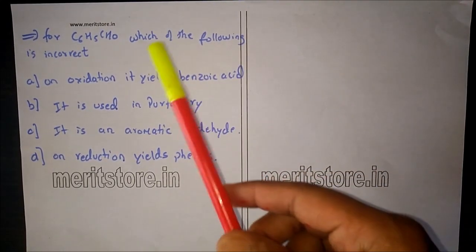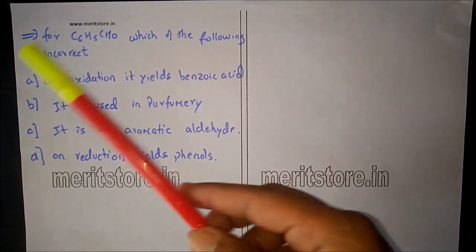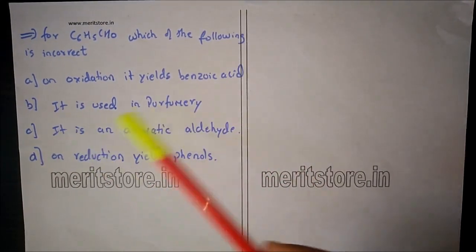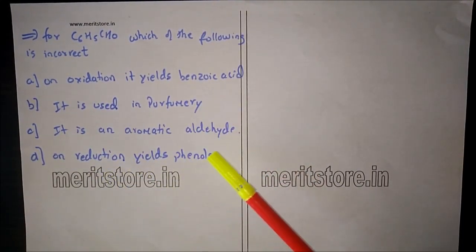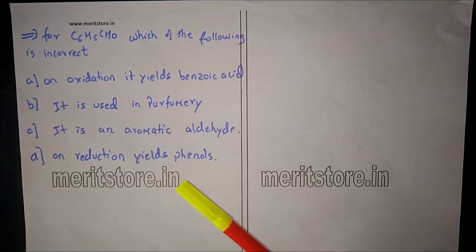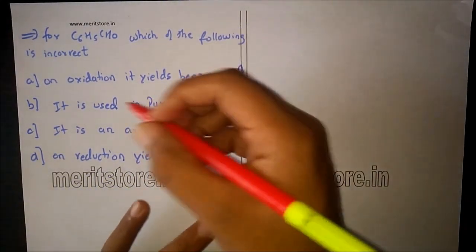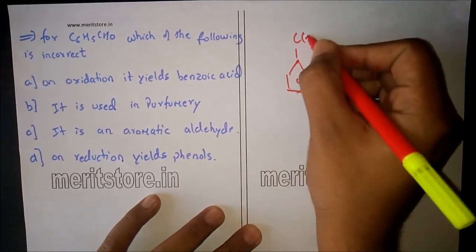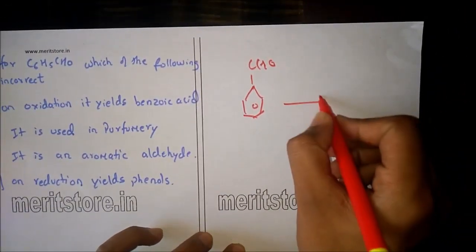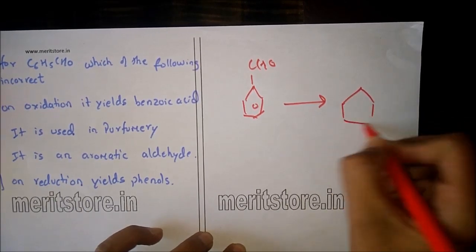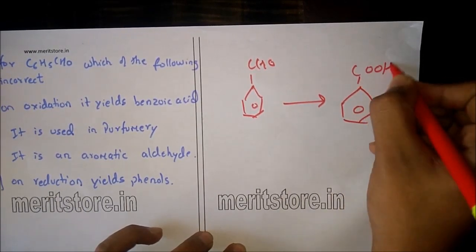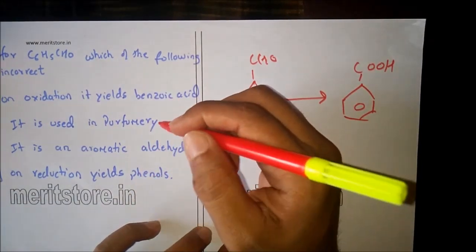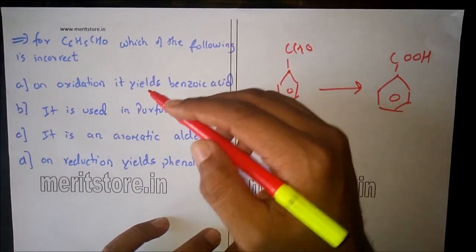For C6H5CHO, which is benzaldehyde, which of the following is incorrect? A. On oxidation, it yields benzoic acid. B. It is used in perfumery. C. It is used as an aromatic aldehyde. And D. On reduction, it yields a phenol. Now, the first option is actually correct. When benzaldehyde is oxidized, it actually forms benzoic acid. So the first option is correct. The second and the third options are also correct, as they are the properties of benzaldehyde.